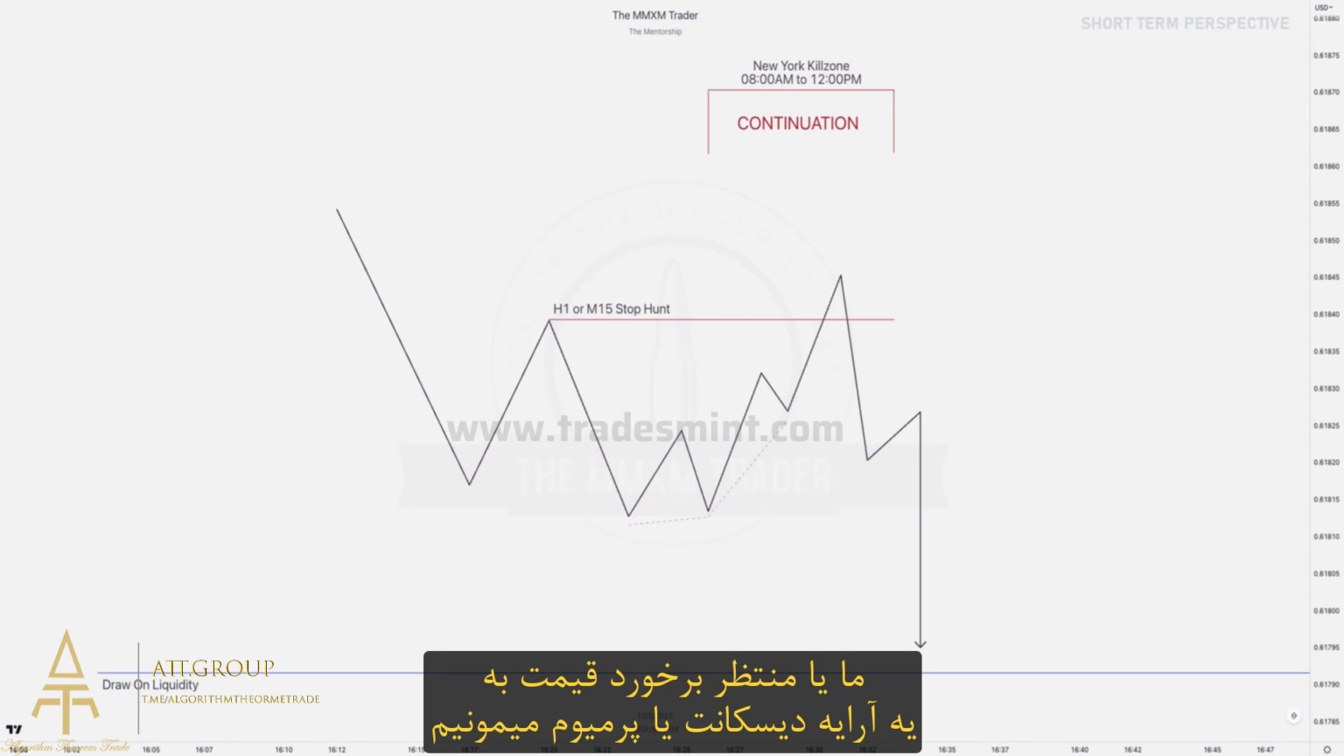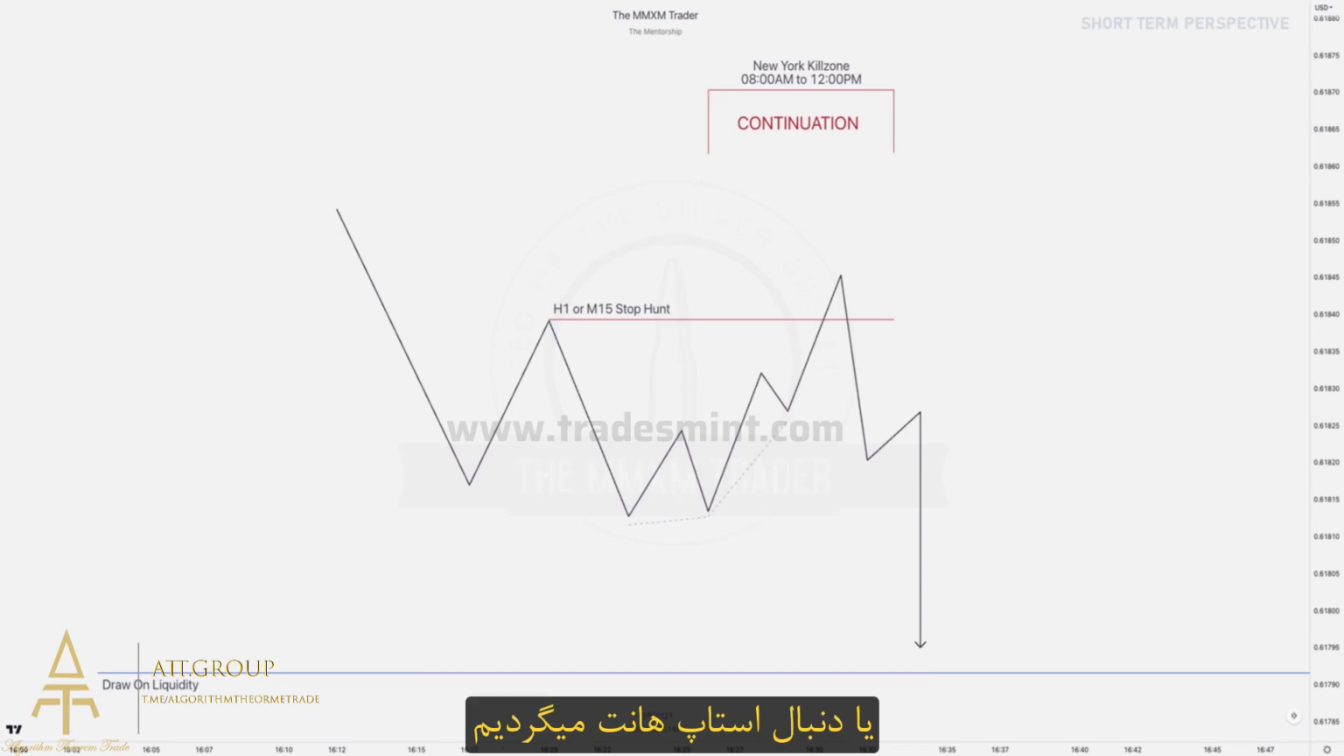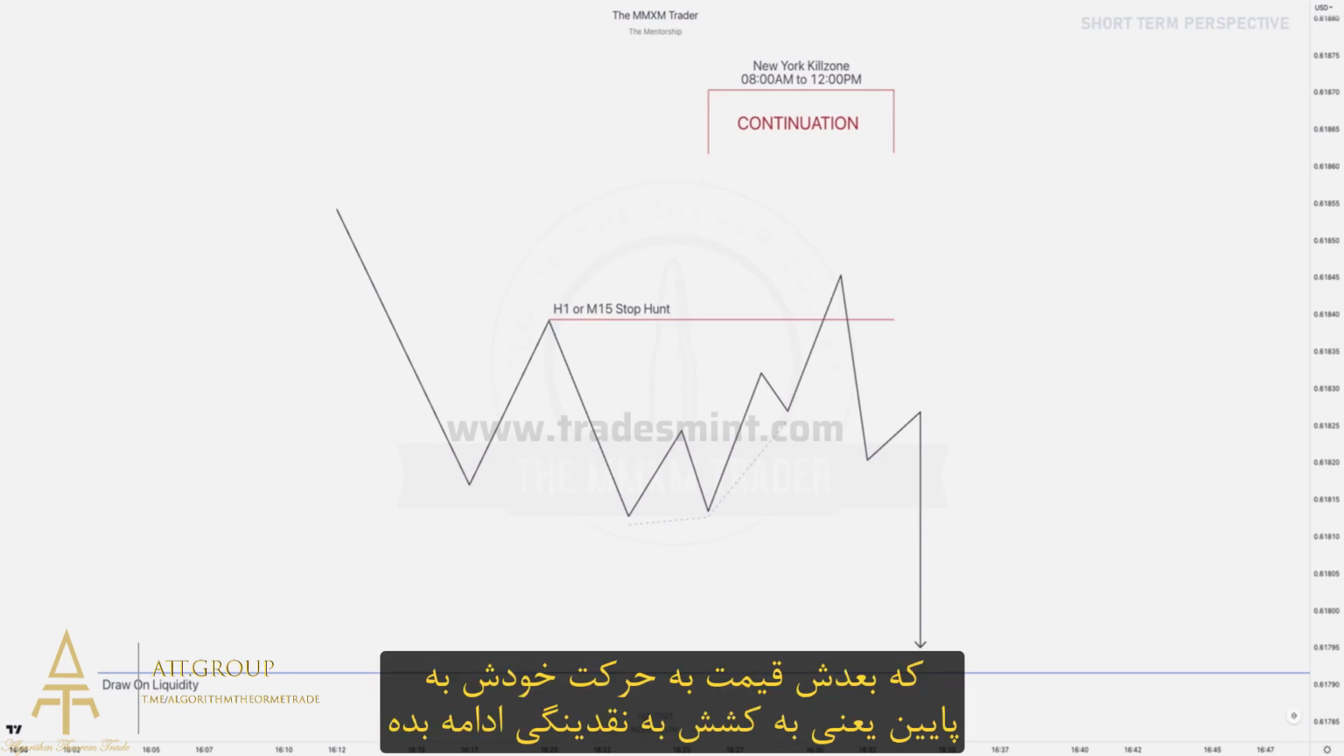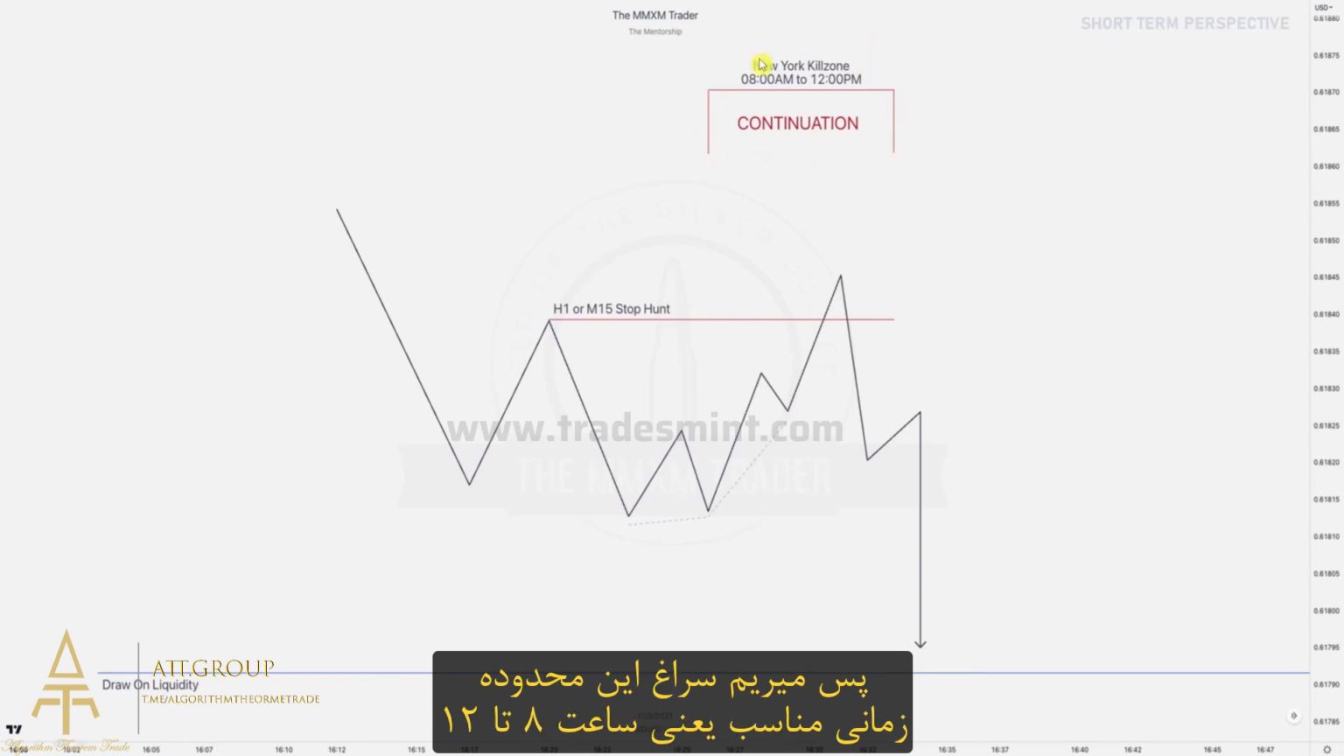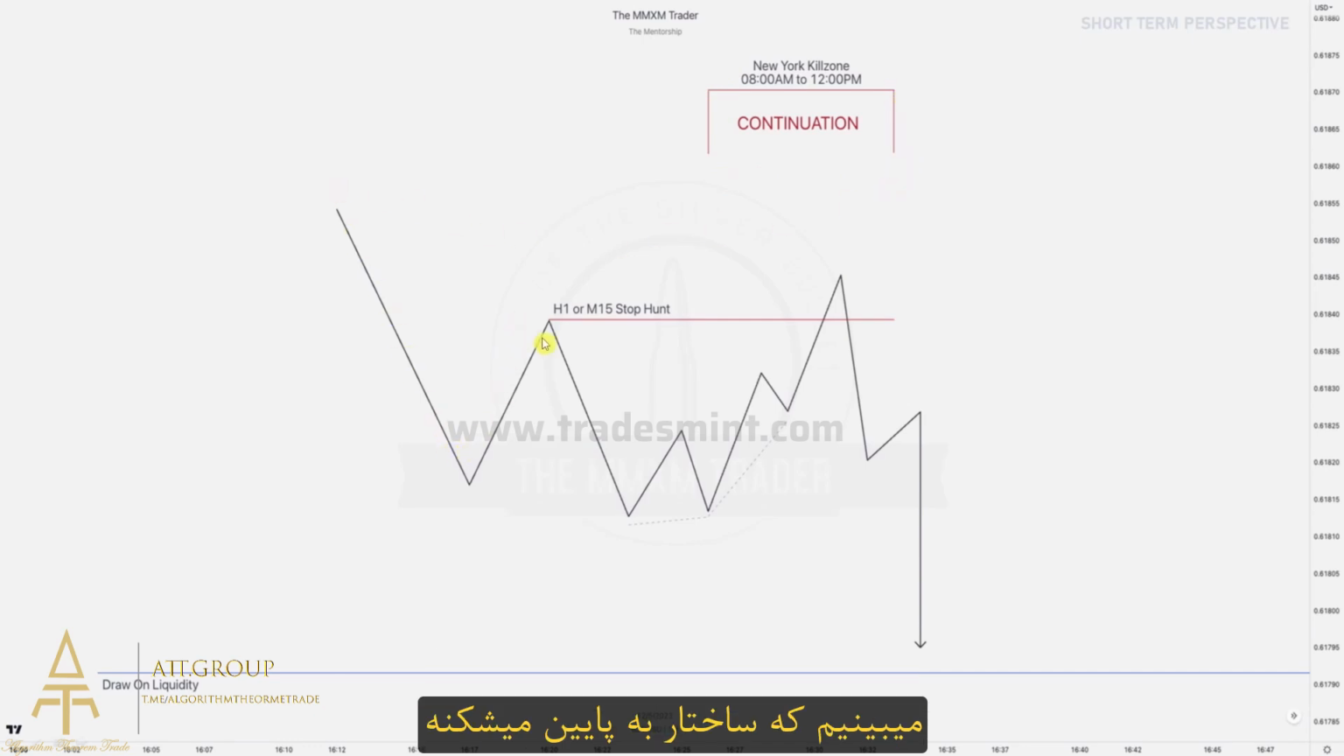Now, what is option 2 in the continuation? So we either hit a higher time frame premium or discount array, right? Or we look for that stop hunt and then continuation lower into our drawn liquidity. So basically we go back to that sweet spot, right? 8 a.m. to 12 p.m. EST. We see structure breaking down.